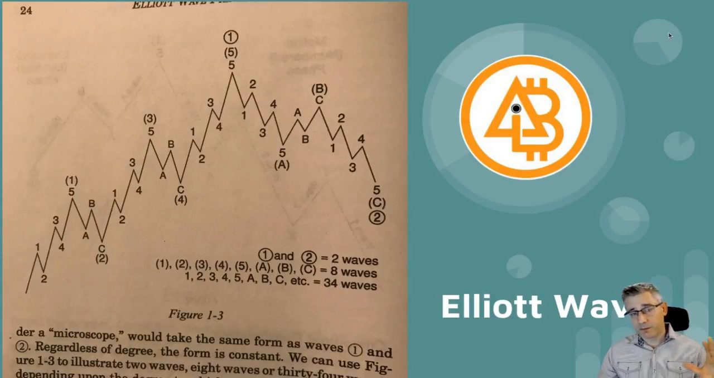This is the basic pattern that makes up the Elliott wave. What Elliott discovered was that markets usually move in a 5-movement pattern. So starting at the bottom here, we're going to go 1, 2, 3, 4, 5. That's the direction the market's heading.